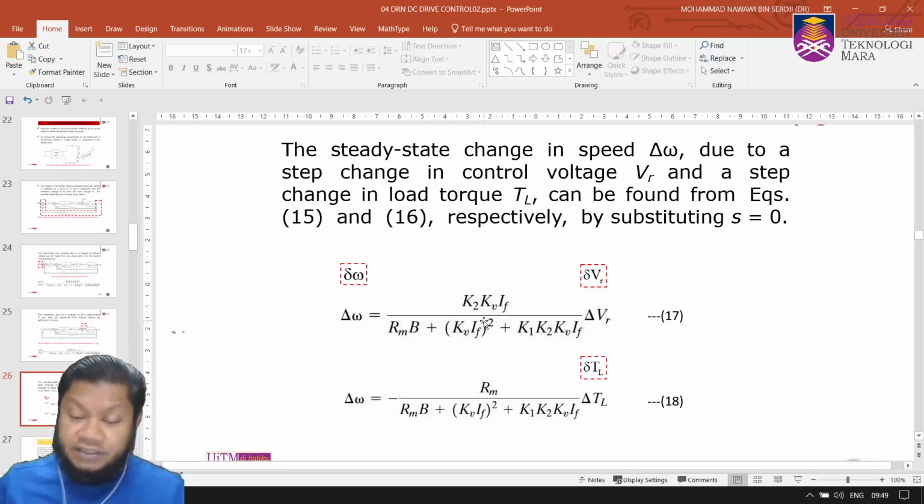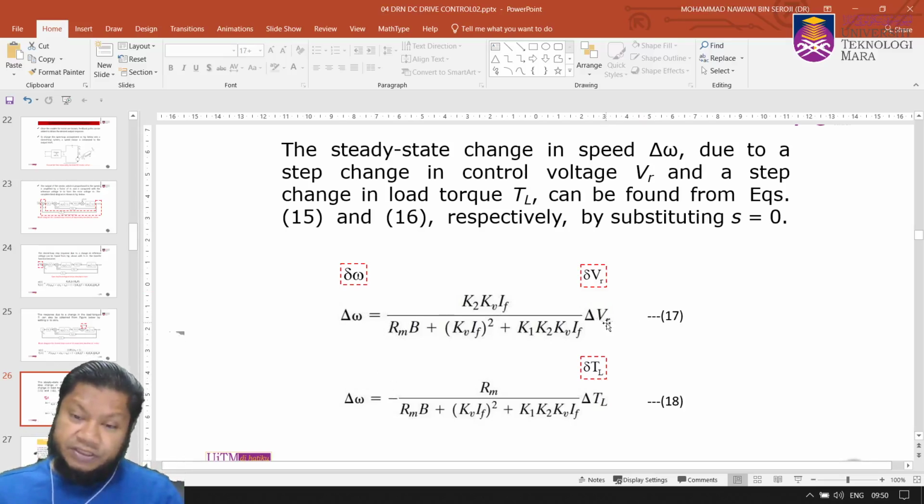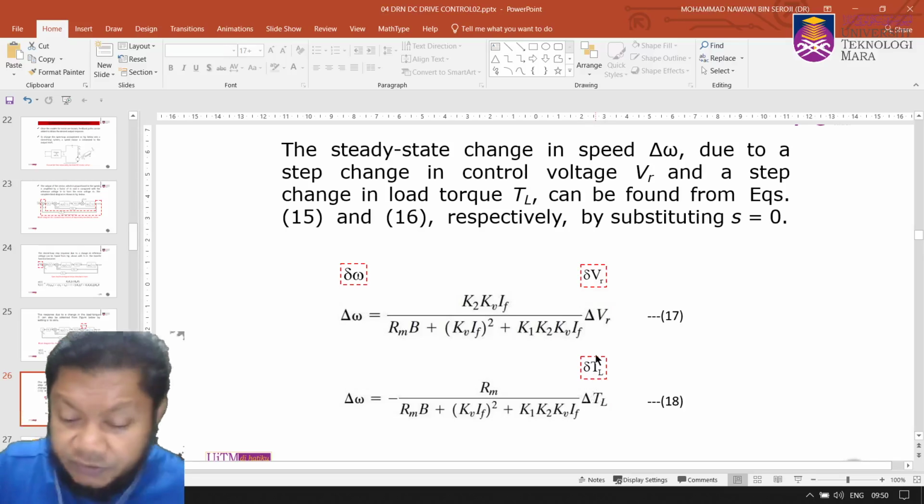So you now have a change. What happened? The change in the speed in regard to the change of the reference voltage, delta VR. Sometimes it's written as delta VR, delta here. Sorry, it is not theta. Delta, isn't it? Delta omega. We have that triangle symbol here, and this represents the speed with respect to change in reference voltage. This is the speed in terms of load change. Okay, so these two equations.